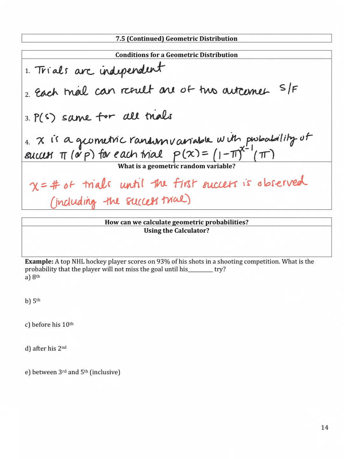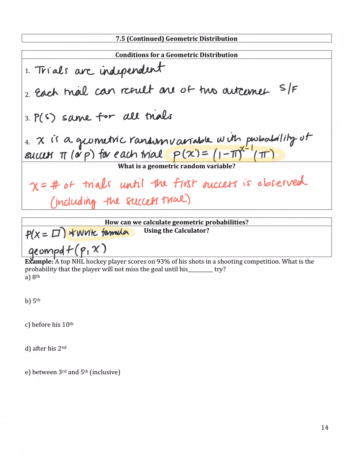Calculator pathway. Geometric distributions are right under the binomial. So if you're calculating a probability for a single value, write the formula, just like with binomial, this formula up here. And you're going to use geometric PDF with an input of P, your probability of success, and X.